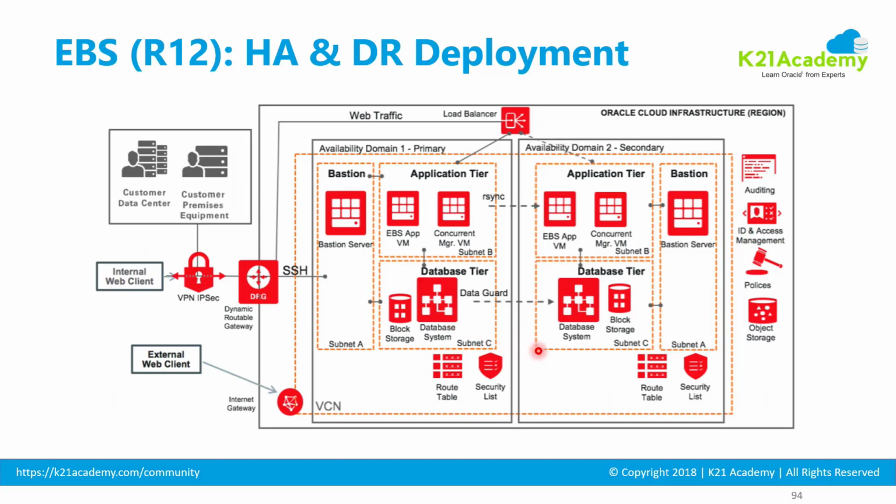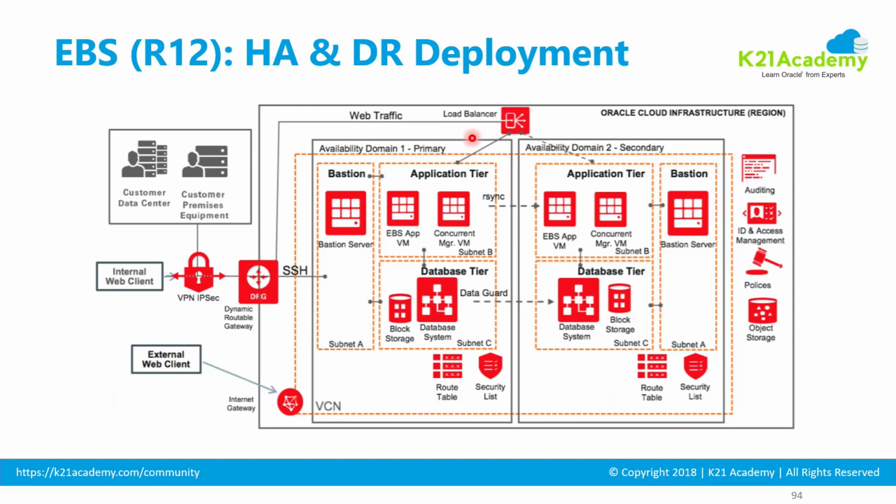and you can configure the disaster recovery of this E-Business Suite in a second availability domain, where you configure Data Guard for database replication, and for application tier file system replication you use rsync. And on top of that you have a load balancer, and depending on whether you want to expose this E-Business Suite onto the internet, you deploy the public load balancer. If it's internal to your on-premise data center, then you configure a private load balancer.